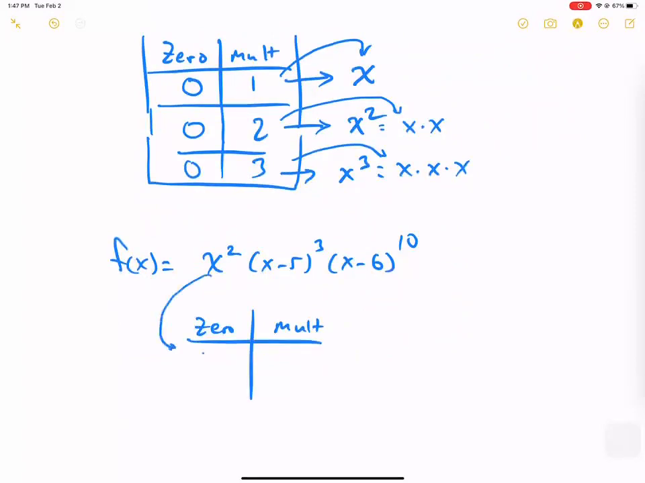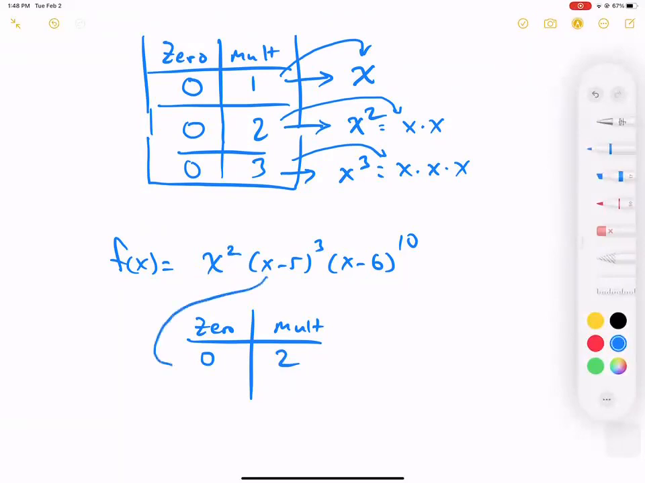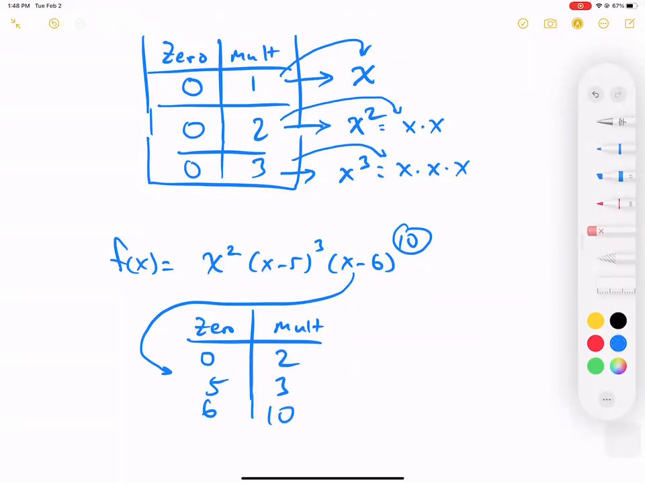For my first 0, that's 0. How many times has this happened? Twice. For my next 0, what's the 0 for that factor? Positive 5. And how many times has this happened? 3 times. For my last 0, 6, how many times does that happen? 10. So on the chart, that's all you're filling out to realize that, hey, if it's in the factor form, I can tell you what the 0 is really quickly. If there's an exponent, it tells me how many times that number repeats as an answer.